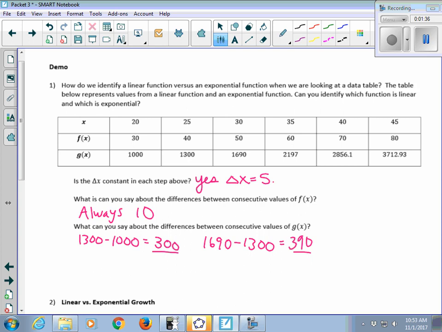And you can keep checking them if you want. So these are not constant. These are always 10, or constant, meaning not changing, always 10.